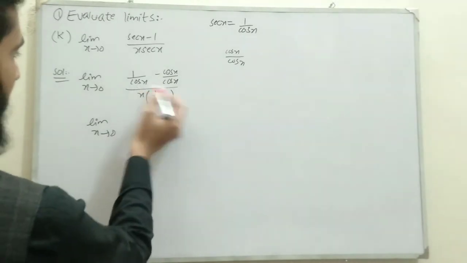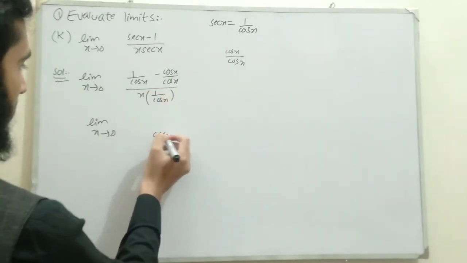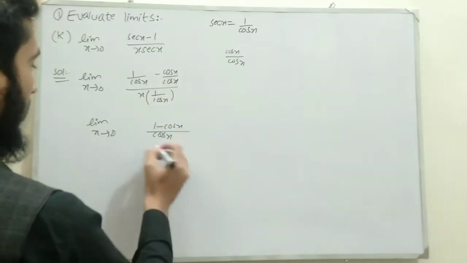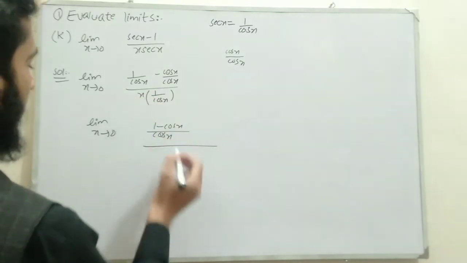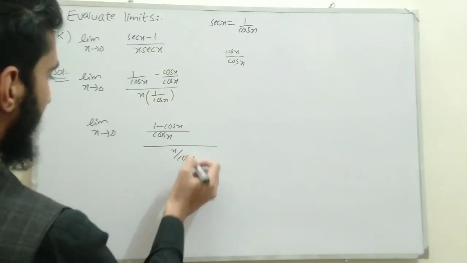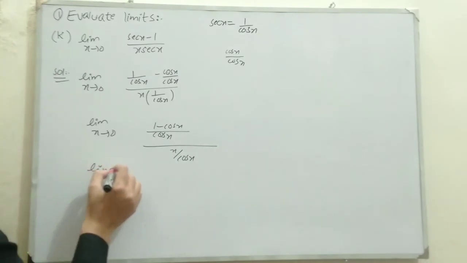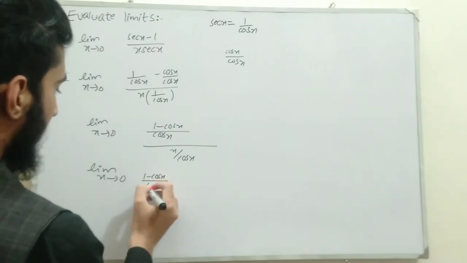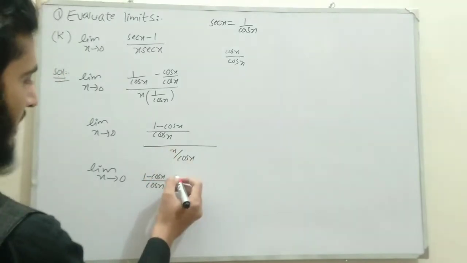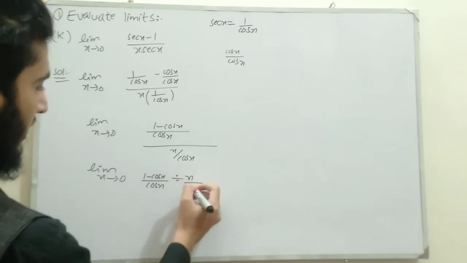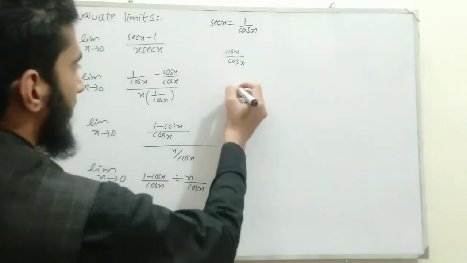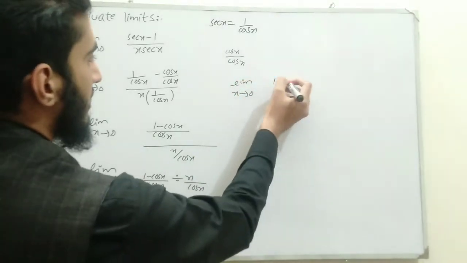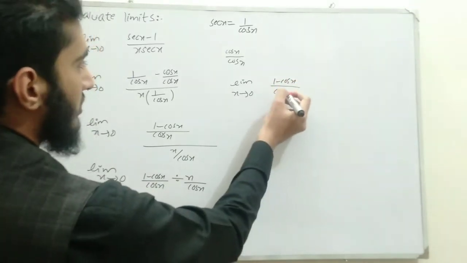After this, we will take the LCM of cos x, and cos x is cos x. So in the numerator we are left with 1 minus cos x whole, divided by x multiplied by 1 over cos x, which gives us x divided by cos x. After this, limit x approaches 0, 1 minus cos x divided by cos x, divided by x divided by cos x.